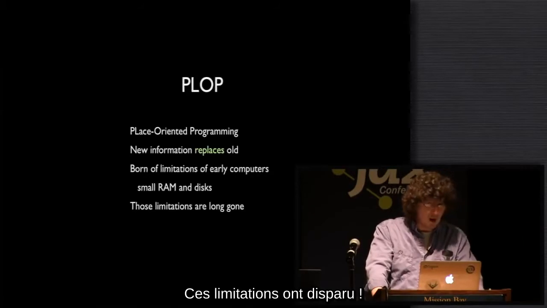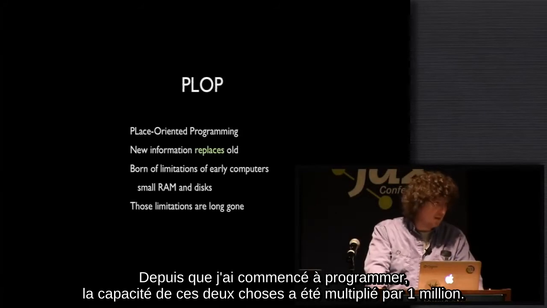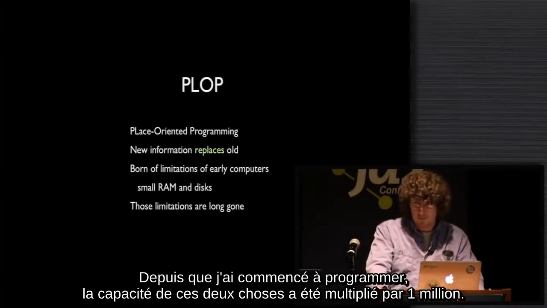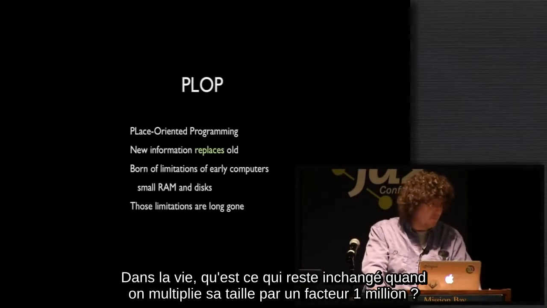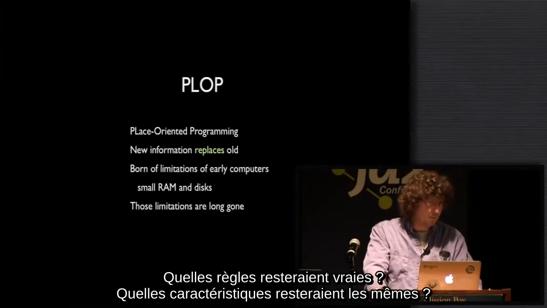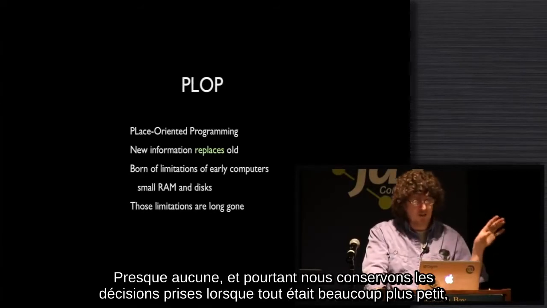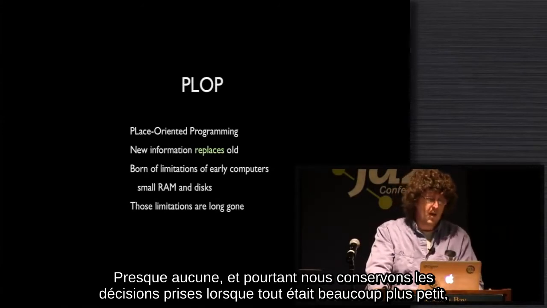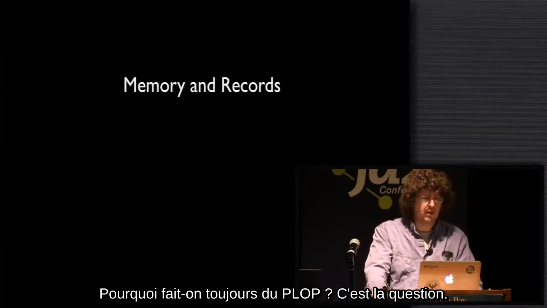Those limitations are gone. In the time that I've been doing programming, the capacity of these two things has increased a millionfold. A millionfold. What other thing in life has the same facts about it remain true when the size of something changes by a millionfold? Imagine if your car was a million times bigger than it is. What rules would still apply? What characteristics would still be true? Almost nothing. But yet we're retaining decisions we made when things were much, much smaller and moving forward with them. So why does PLOP still rule? It's the key question here.